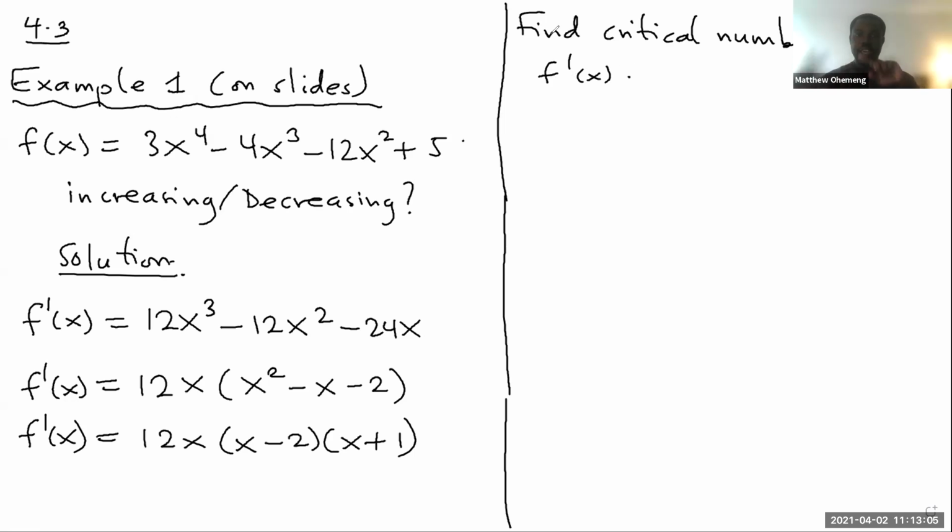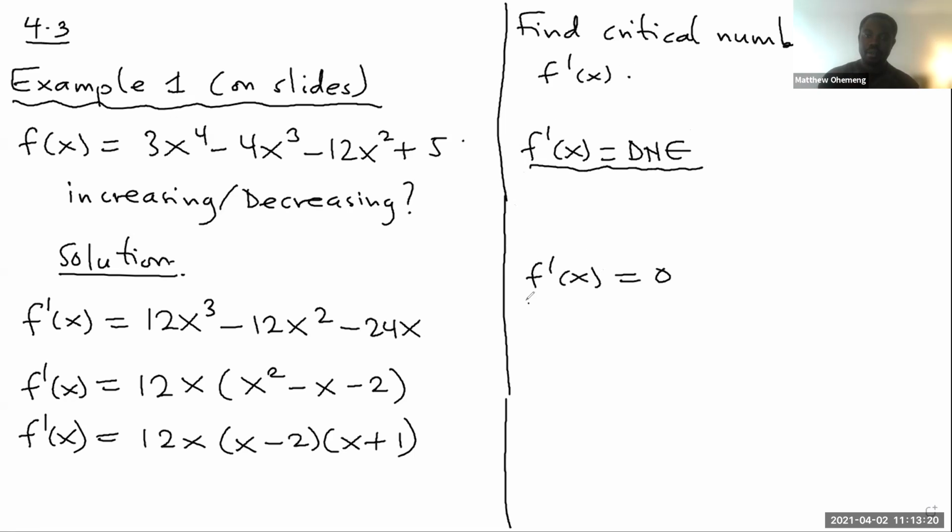You need to check any x that will make f prime of x DNE, or the second case, where f prime of x is equal to 0. So two cases, okay. Now, in this case, for this polynomial, the original domain of f, right?